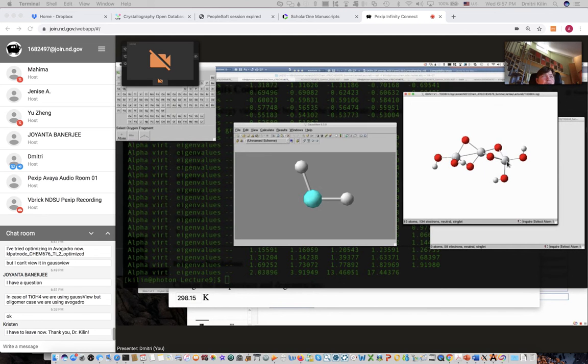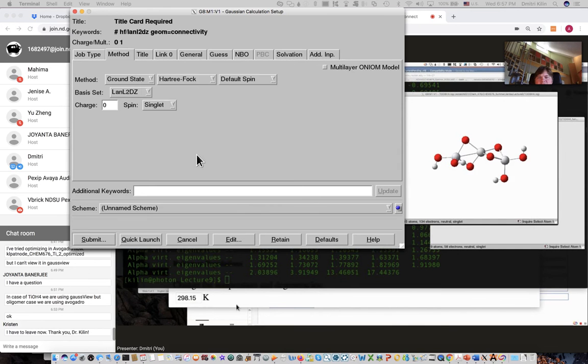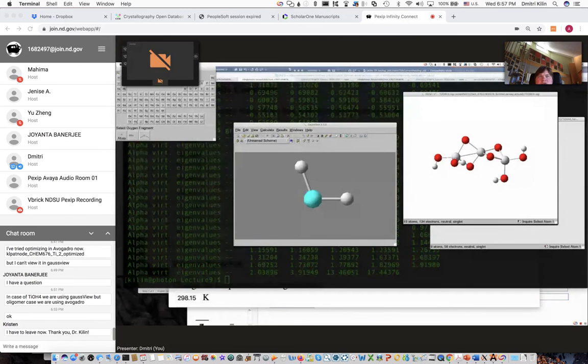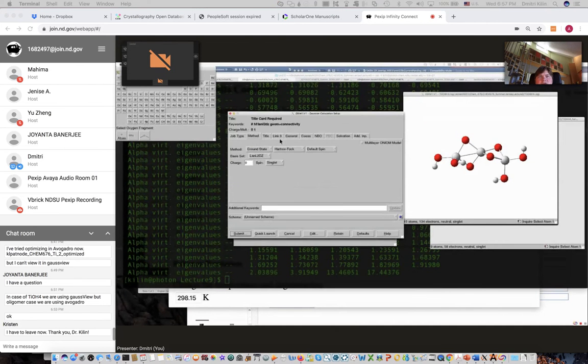Or another option, same as I suggested to you, is to use DFT. It will be way ahead of our theory class material, but use DFT. So instead of Hartree-Fock, select DFT. Keep LANL2DZ. Instead of energy, let's do optimization. And maybe it will be quicker than transferring files. You must save the Gaussian input.